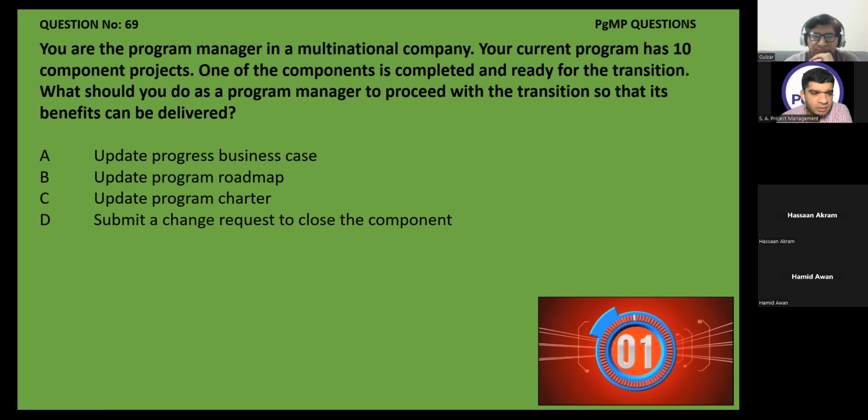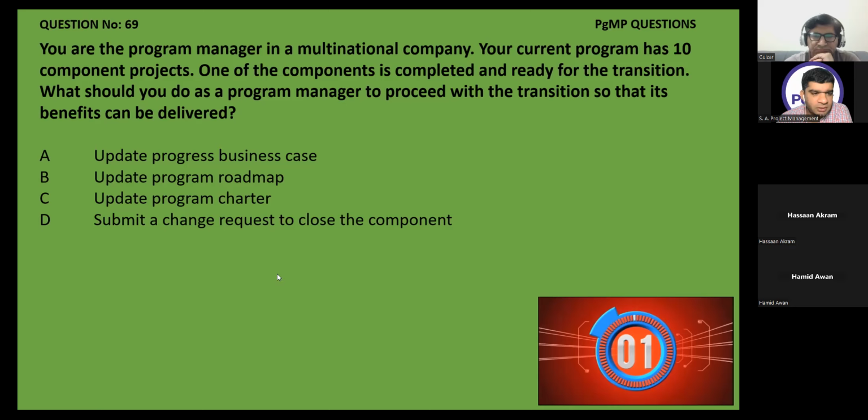So what is the keyword in the question? You have to deliver the benefits. The keywords are, in my opinion, the first keyword is that one of the components is completed and ready for transition, which means the project is completed. Second is the program manager needs to proceed with the transition so that benefits can be delivered. So he is not only going to close the project, the sub-component, he is also going to deliver the benefits for sustainment or maintaining by the organization.